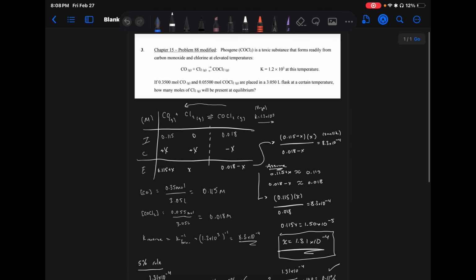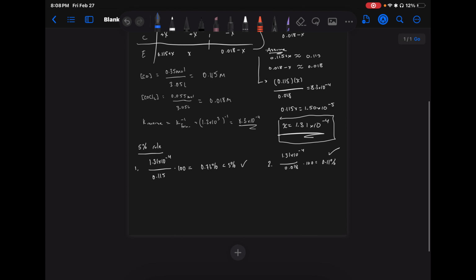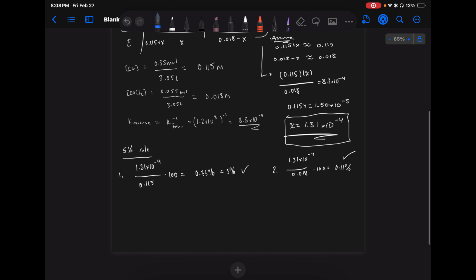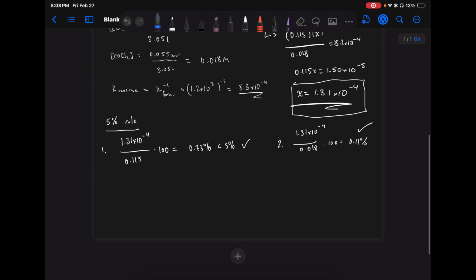Now the question is asking how many moles of Cl2 will be present at equilibrium. So first, something to note is that it's asking for moles, not moles per liter. So we got to find that out. So if we know that x is equal to 1.31 times 10 to the negative 4 moles, we could just use the C equals N over V. So N equals C times V.